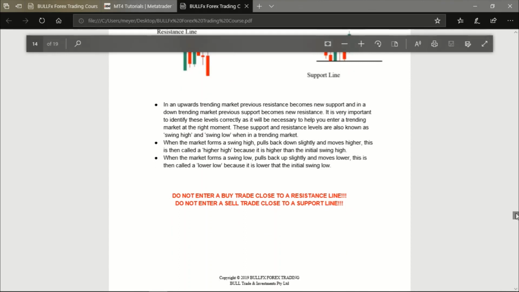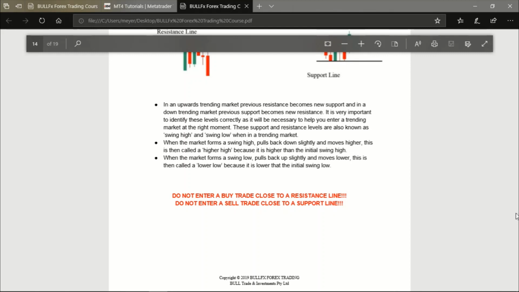So it goes on to say that in an upwards trending market, previous resistance becomes new support, and in a downtrending market, previous support becomes new resistance. It is very important to identify these levels correctly, as it will be necessary to help you enter a trending market at the right moment. These support and resistance levels are also known as swing high or swing low when in a trending market.